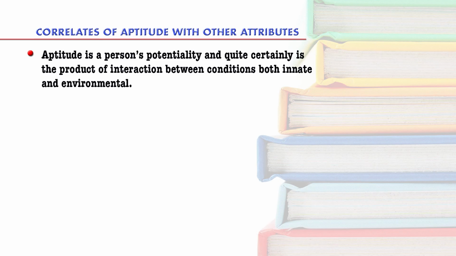And now we can say that aptitude is a person's potentiality and quite certainly is the product of interaction between conditions both innate and environmental. So, here I am focusing upon two things. One is hereditary and the other is environmental, that we construct through our observation and through our experience. So, that is why we can say that it is research evidence that aptitude is not absolutely inherited, rather some qualities of aptitude may be inherited, but at the same time this can also be created, this can also be environmental. So, that is why aptitude is the product of both heredity as well as environment.